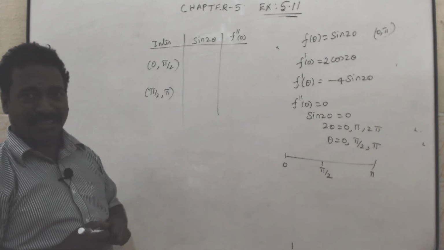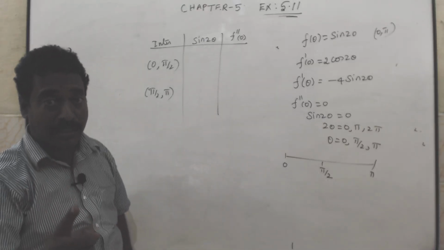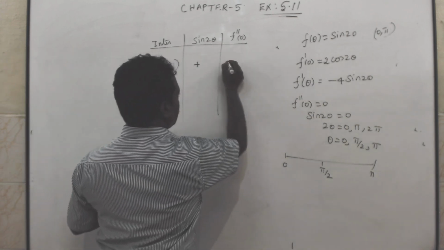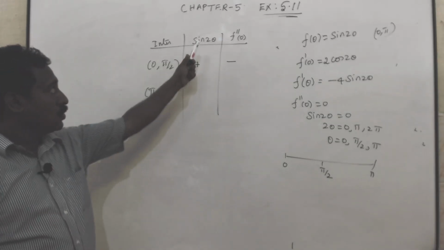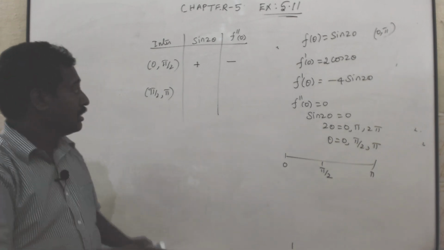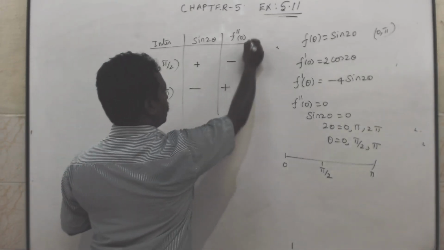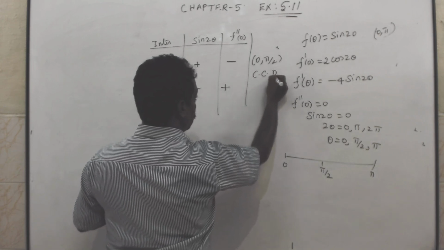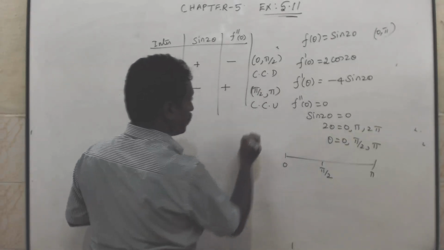0 to pi by 2, take 30 degrees. 2 into 30 is 60. It lies in the first quadrant. In the first quadrant, sign is positive. Positive into negative is negative. Pi by 2 to pi, take 120 degrees. 2 into 120 is 240, lies in the third quadrant. In the third quadrant, sign is negative. Negative, negative, positive. That's why 0 comma pi by 2 is concave down. Pi by 2 comma pi is concave up.